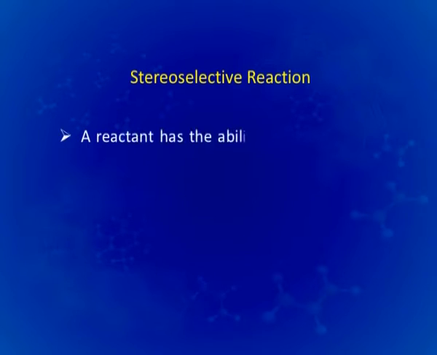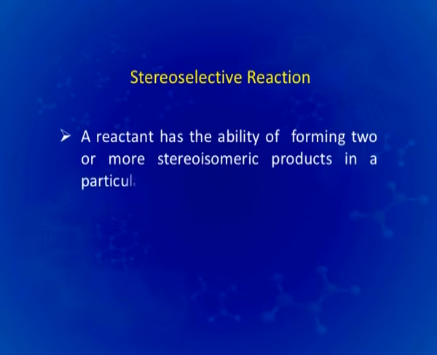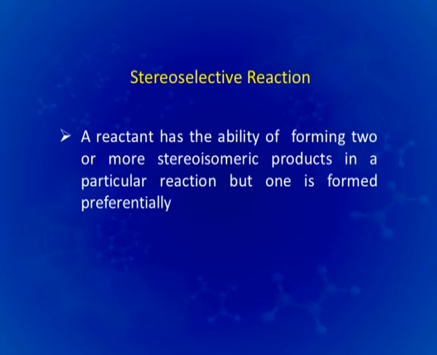The other type of reaction is stereoselective. A reactant has the ability of forming two or more stereoisomeric products in a particular reaction, but one is formed preferentially.